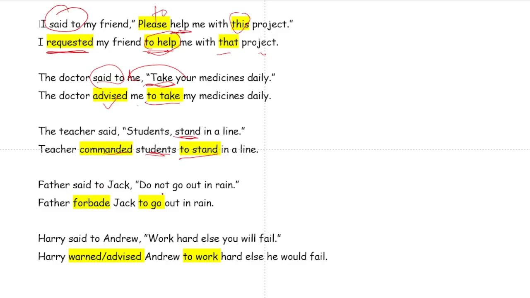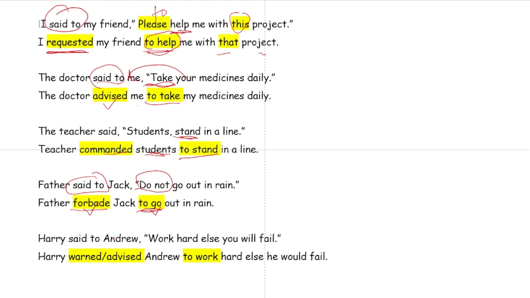Father said to Jack, do not go out in the rain. Now here, do not go. The father is forbidding Jack from going out in the rain. So the father forbade Jack. The said to will change into forbade. The father forbade Jack to go out in the rain. Now you will ask me why I am not using not to go out in the rain. Because forbade is already a negative word. If it's negative, I cannot use not here. It has to be: the father forbade Jack to go out in the rain.